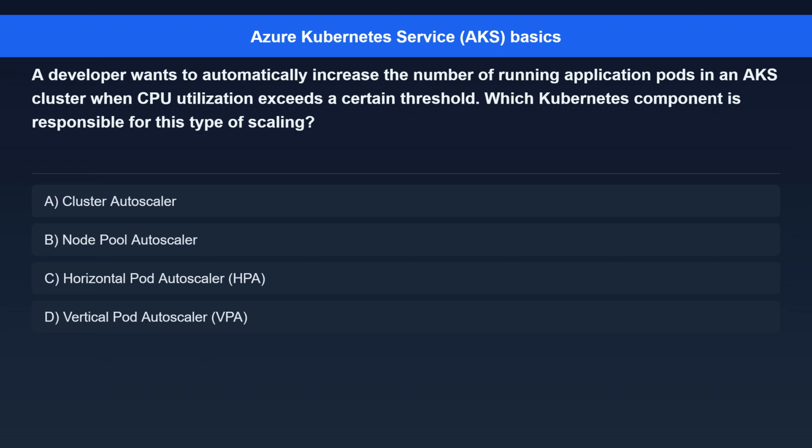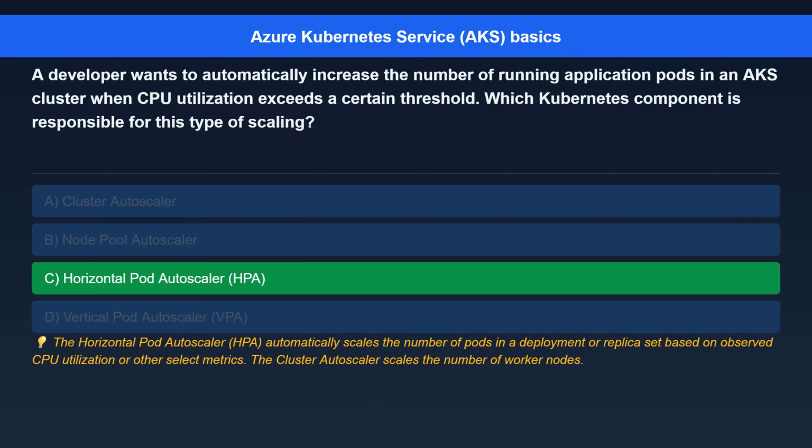Question 9. A developer wants to automatically increase the number of running application pods in an AKS cluster when CPU utilization exceeds a certain threshold. Which Kubernetes component is responsible for this type of scaling? Option A, Cluster Autoscaler. Option B, Node Pool Autoscaler. Option C, Horizontal Pod Autoscaler, HPA. Option D, Vertical Pod Autoscaler, VPA.